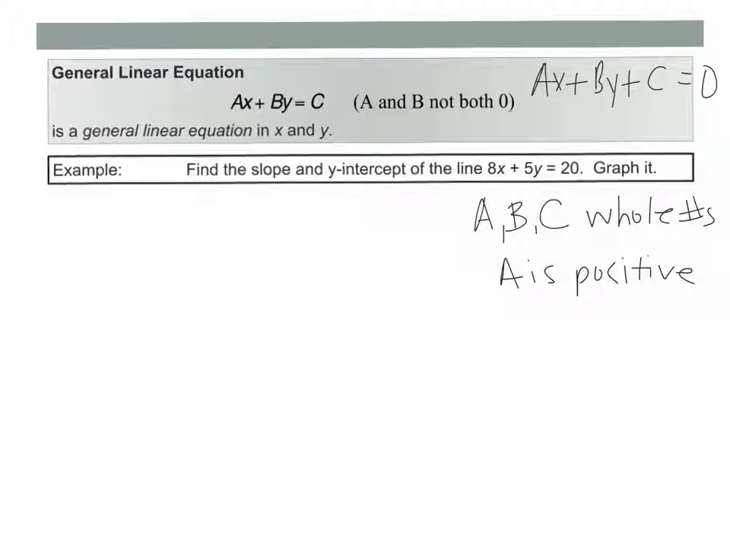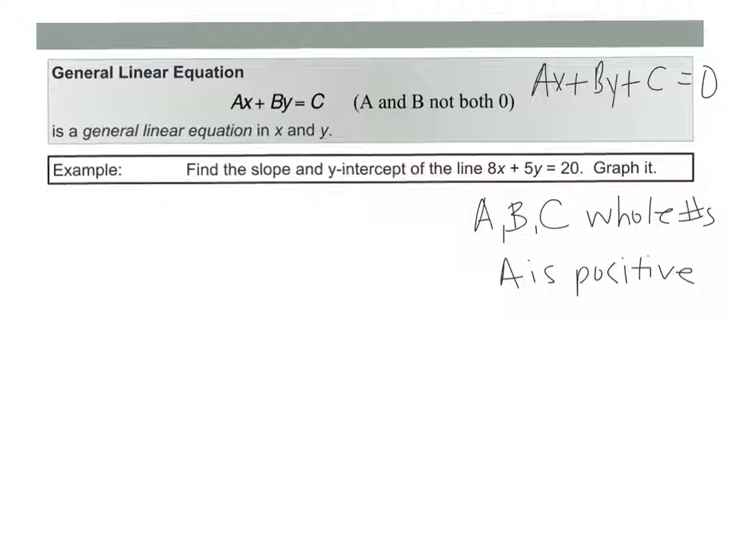So they give you the equation. They're like 8x plus 5y equals 20. Graph it, find the slope and y-intercept. So you're given this equation. You need to switch it into another form. You cannot switch something into point slope form. You can't go from general to point slope. It's impossible because you don't know which point, there's an infinite number of point slope forms. You don't know which one you should use. So you're going to have to go slope intercept. That's the only way to do it.